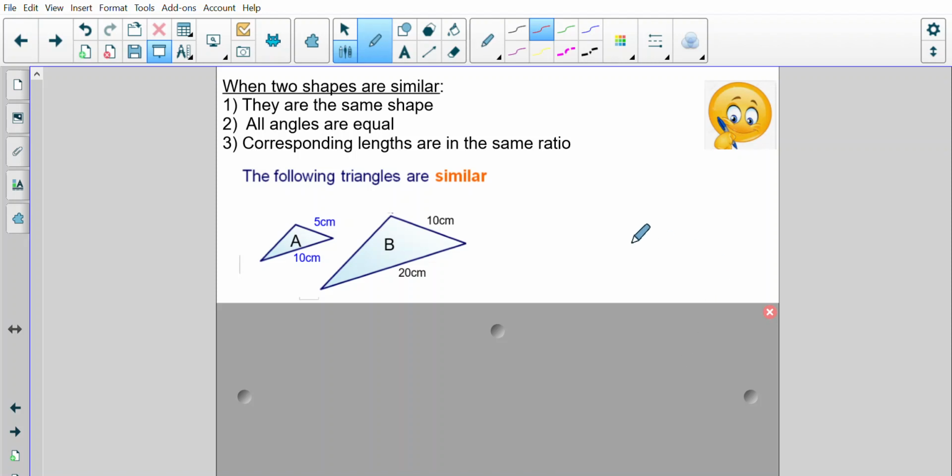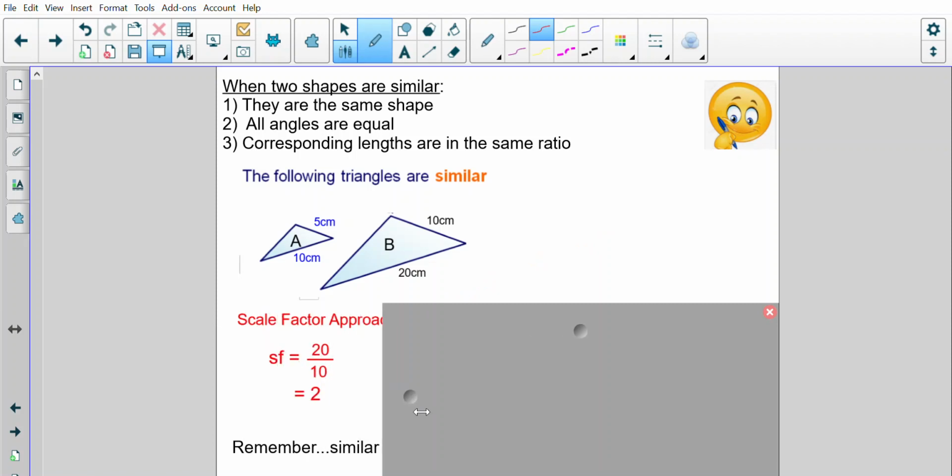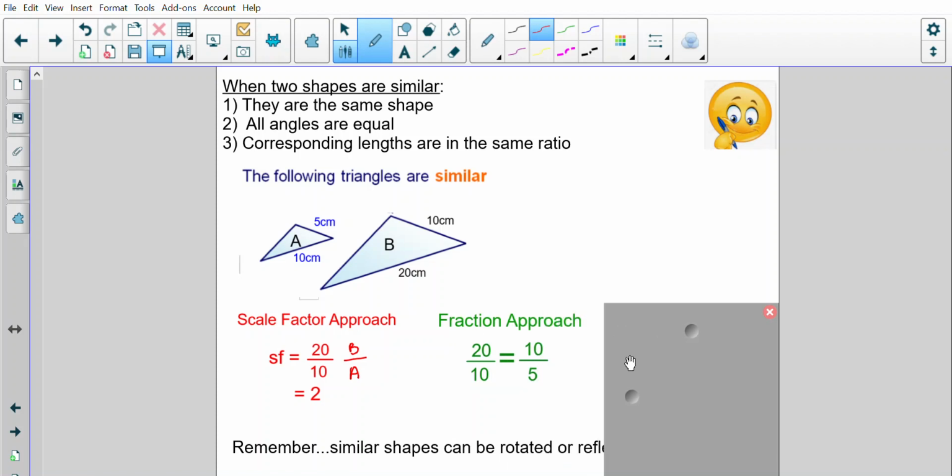So in these two triangles here, we can see that the lengths in triangle B are double the lengths in triangle A. So we say we have a scale factor of 2. Using this scale factor approach, the way we calculate the scale factor is we take a length in our new shape B and we divide it by the corresponding length in our original shape A, and that gives us our scale factor of 2.